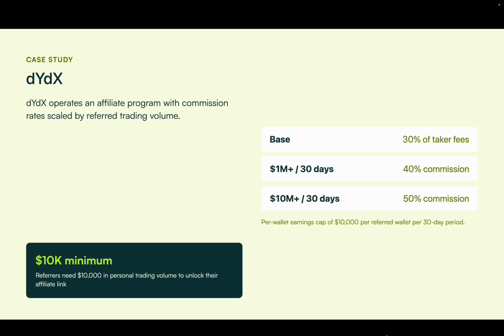dYdX takes a volume-based approach. Affiliates receive a percentage of referred trader-taker fees. The base commission is 30%, increasing to 40% and then 50% as referred trading volume increases. There's also a requirement for the referrer to generate at least $10,000 in personal trading volume before unlocking an affiliate link. And there is a per-wallet earnings cap. The structure aligns the referrer's potential reward with the amount of trading activity they generate.